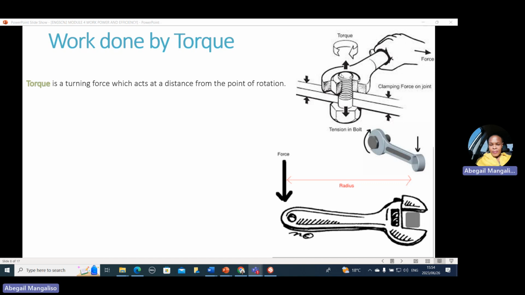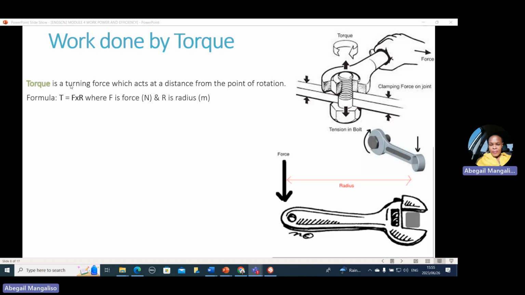So if you look at this picture, this is the point of rotation, and this is a distance, and energy is conveyed to this point through a distance. Just like a moment, when a moment is applied on the point of rotation, there will be no turning effect, or the energy conveyed will be zero, the moment or the turning effect.